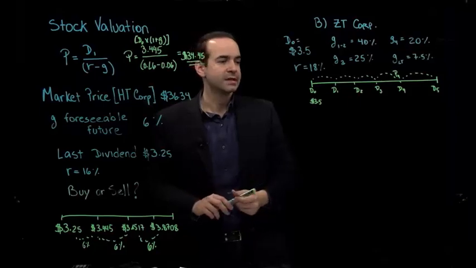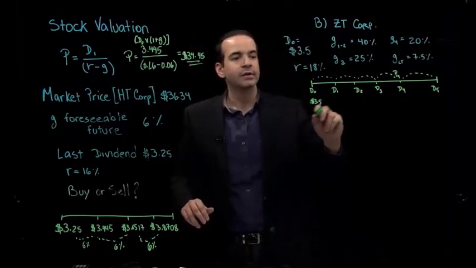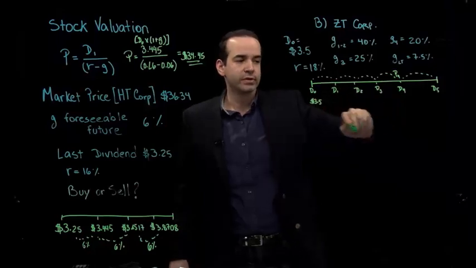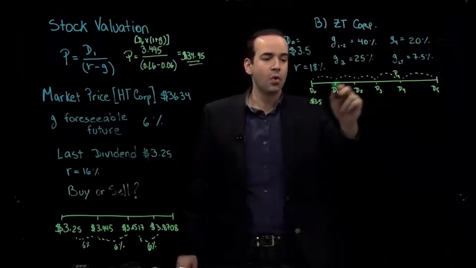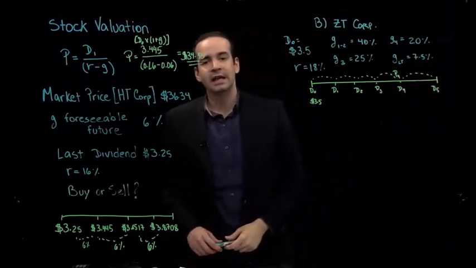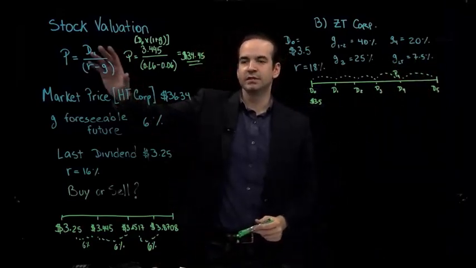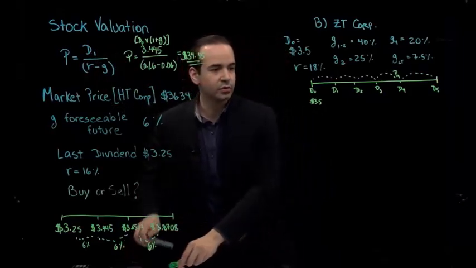So how do we do this? First, there is no way with a single formula to solve for these initial years. So we need to solve these initial years one by one, and once the company has reached this stable point, we can use the single formula. Okay, so let's do this.